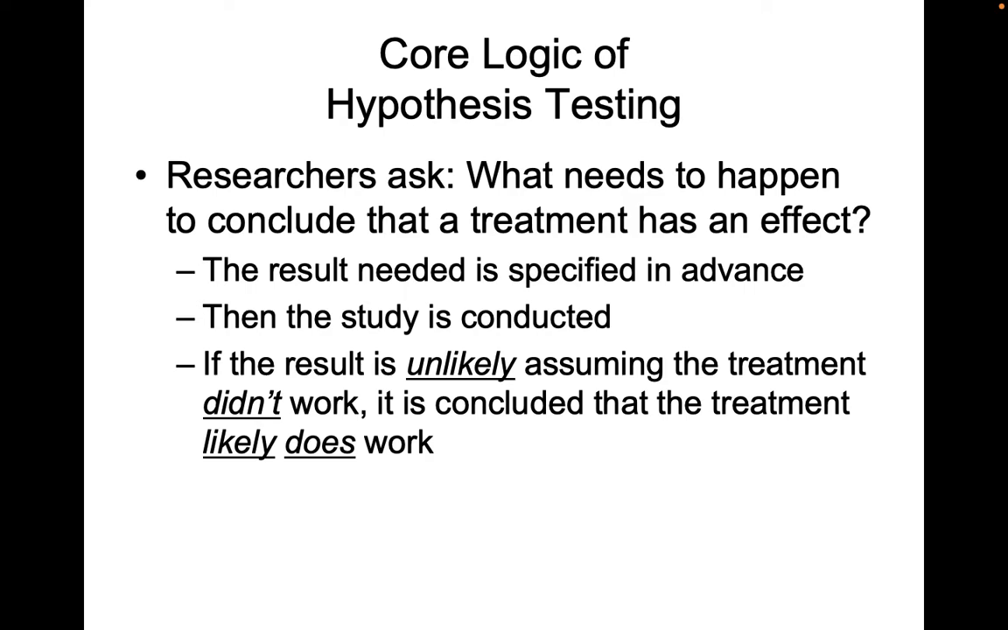Because it was specified in advance which exam scores from the regular students were likely and which were unlikely, once it was observed that a student, say, got a 97, it was possible to conclude that it was unlikely that the training had no effect, and therefore it was likely that the training had an effect. And that's true for how the process works in general. If the result is unlikely, assuming that the treatment didn't work, it is concluded that the treatment likely does work.